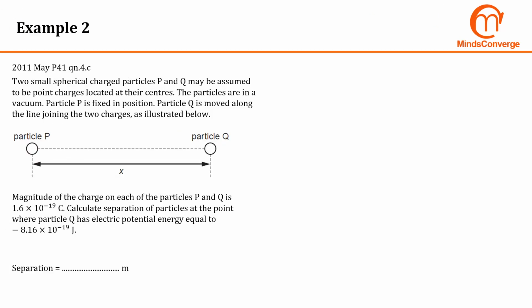Let's try another example. Please pause the video to try the question. Recall that the electric potential energy of two-point charges is given by k times the product of the two charges over their separation. Given in the question, particle Q has electric potential energy equal to negative 8.16 times 10 to the power of negative 19 joule. The electric potential energy is negative, so the two particles are unlike charges. One of the two particles carries a negative charge. Then, the product of the two charges is negative.